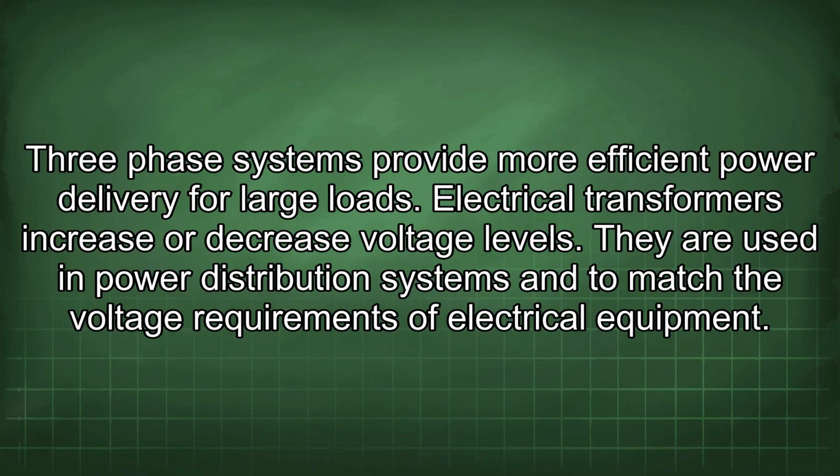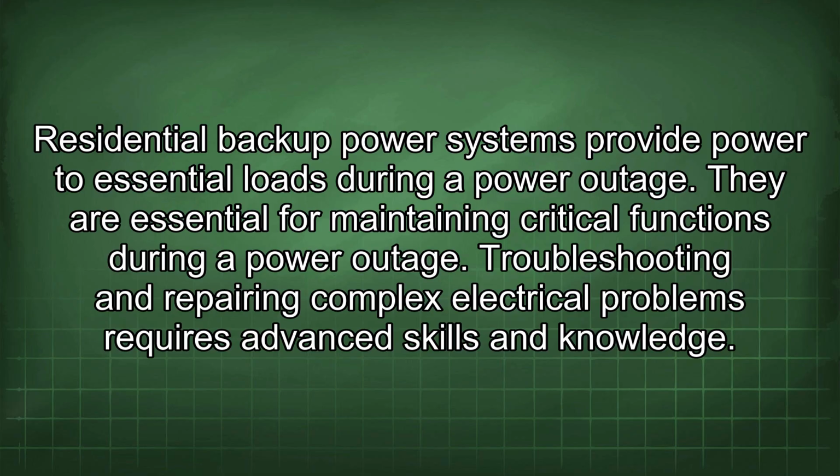Electrical transformers increase or decrease voltage levels. They are used in power distribution systems and to match the voltage requirements of electrical equipment. Residential backup power systems provide power to essential loads during a power outage. They are essential for maintaining critical functions during a power outage.